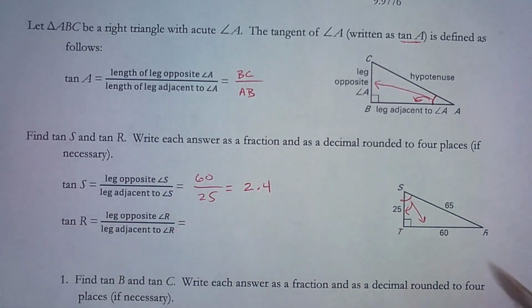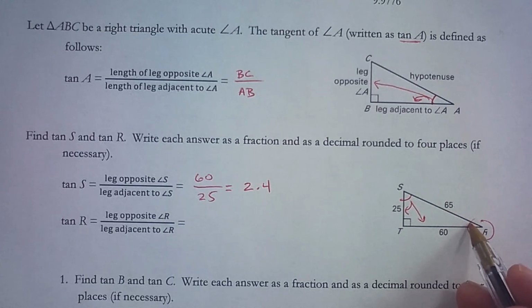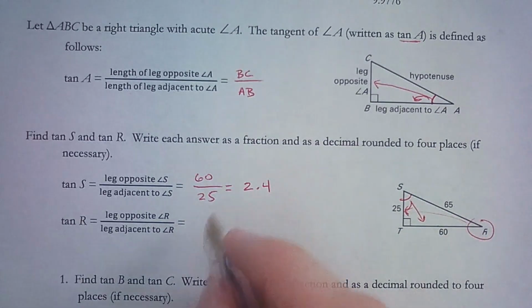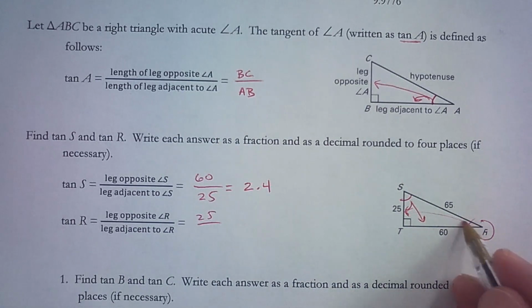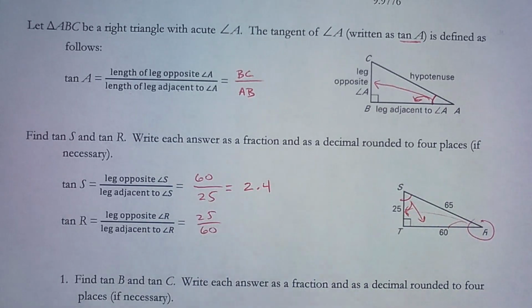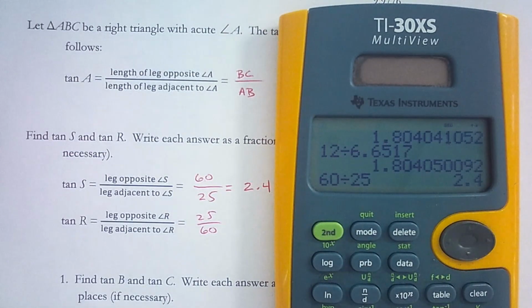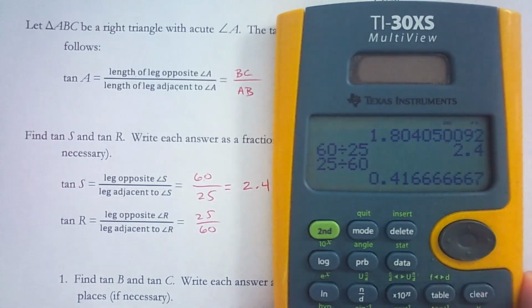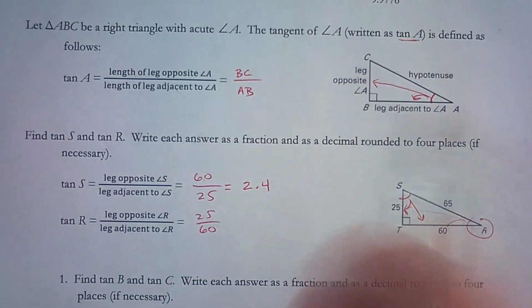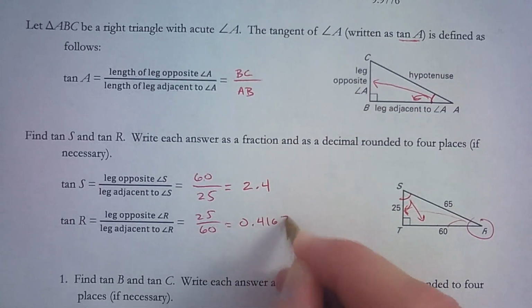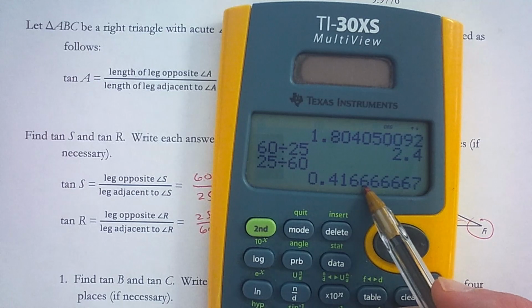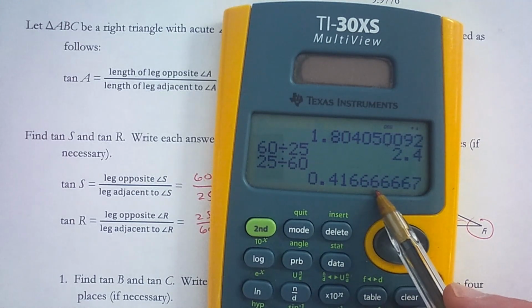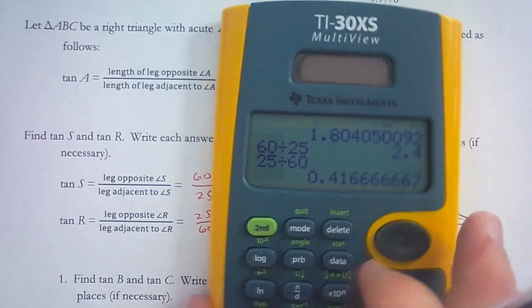Okay, then tangent R. So here's angle R. The leg opposite that is 25. And the leg adjacent to that is 60. Notice that these are reciprocals of each other. So the tangent of each of these will be reciprocals of each other. That'll work out every time. 25 over 60 is 0.4167. Okay, so we're rounding to the 4th place, and after that is a 6. Remember, 5 or above bumps that number up.